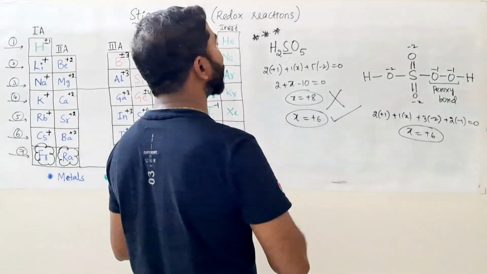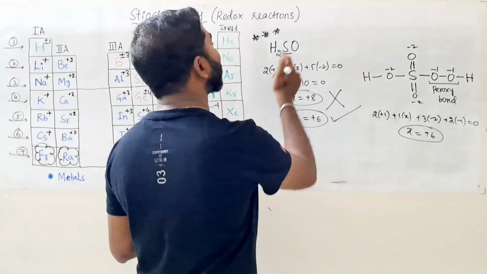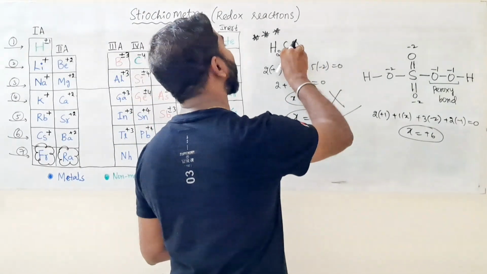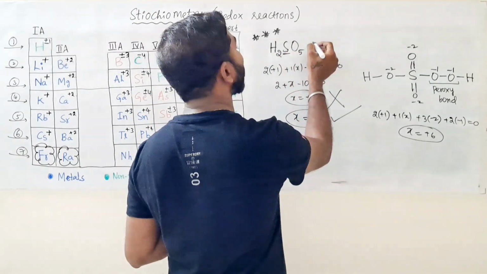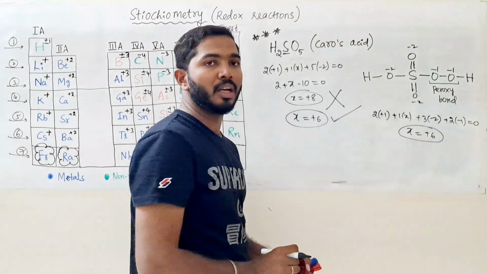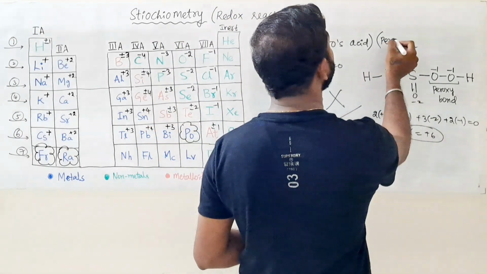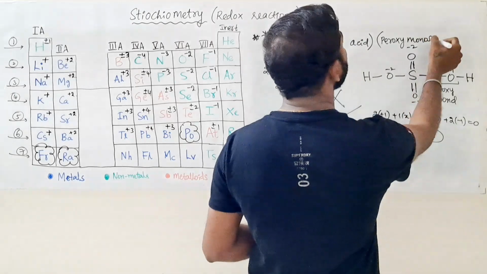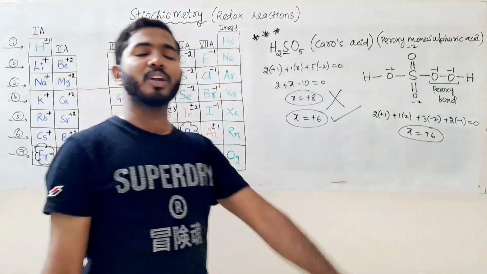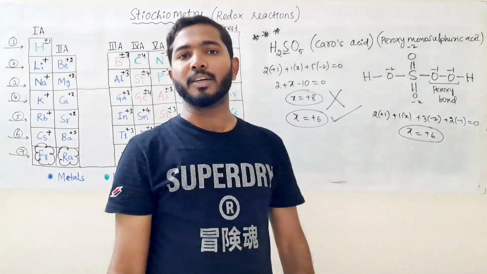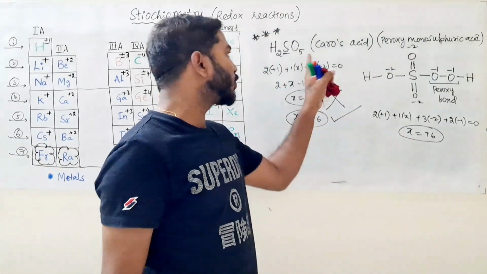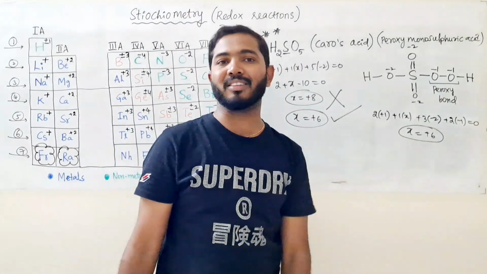Now let me give you another example, within the same sulfur family, that is H2S2O8. Actually, I forgot to give you the name. H2SO5 is called Caro's acid. The compound name is Caro's acid. The other name is also there, that is peroxymonosulfuric acid. Yes, they may ask a question this way: calculate the oxidation number of sulfur in Caro's acid. What is the oxidation number of sulfur in peroxymonosulfuric acid? So then it is H2SO5, and it is going to be +6.